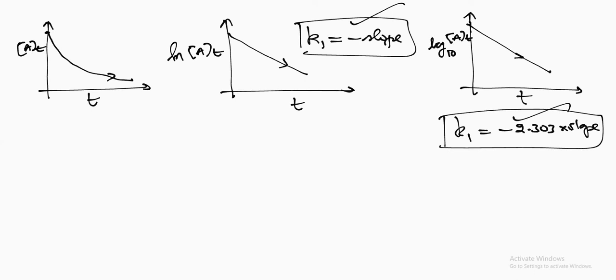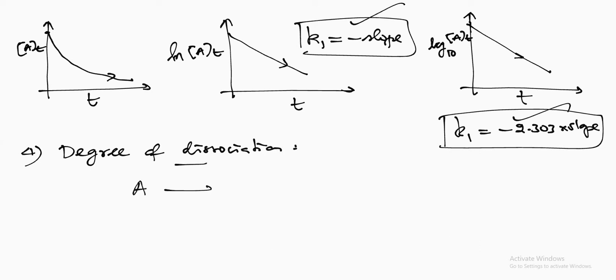Okay, then let me introduce one more term here, then I stop, student. Degree of dissociation. What is meant by that? See, I have some reactant A which gives product B in a first order reaction. In a first order reaction, how do we calculate the degree of dissociation?